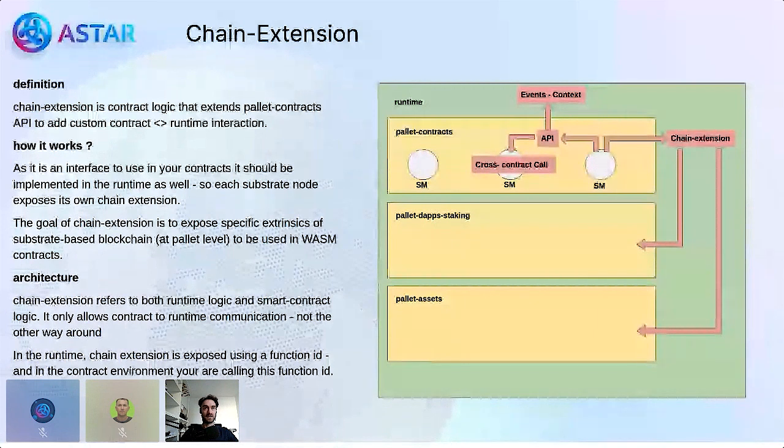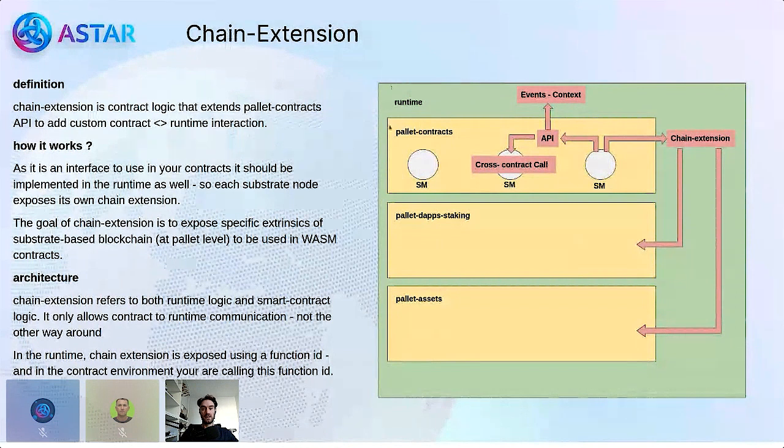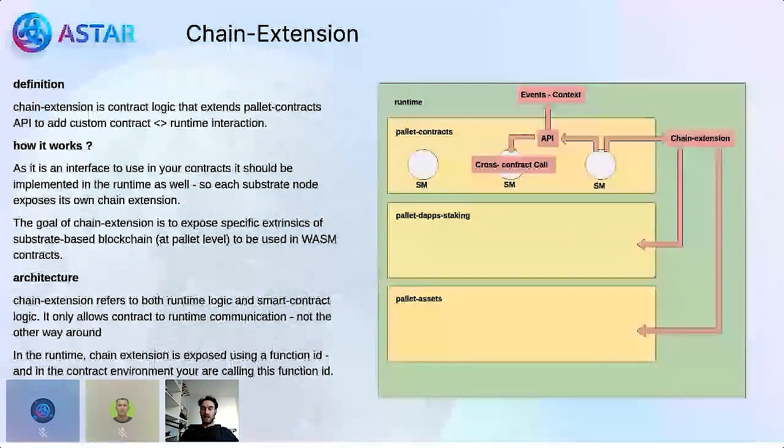So here, I don't know if you can see my mouse. You can. So in green, you have the runtime, and the runtime is made of pallets. You have pallet contracts that hold smart contracts. You have pallet dApp staking that I just explained before. And you have, for example, pallet assets that manage assets within your runtime.